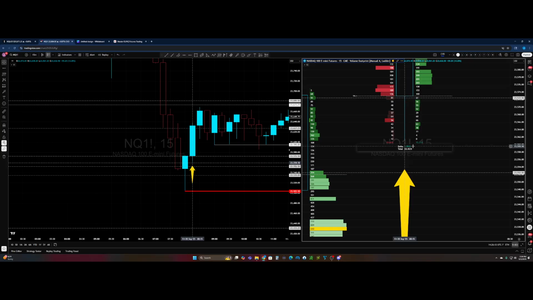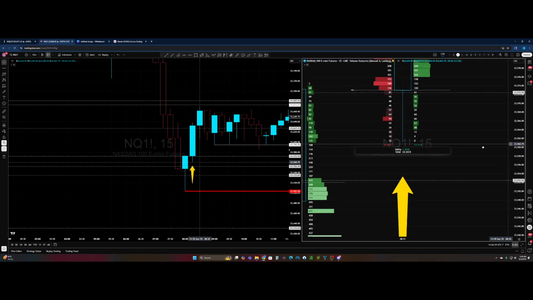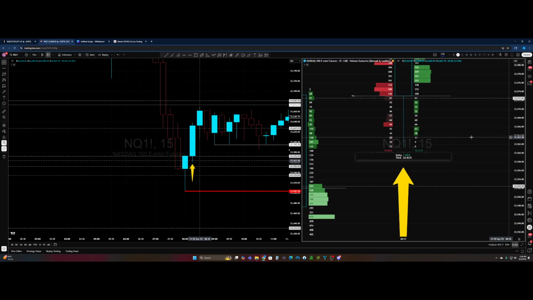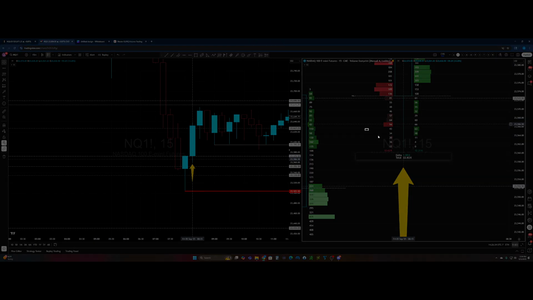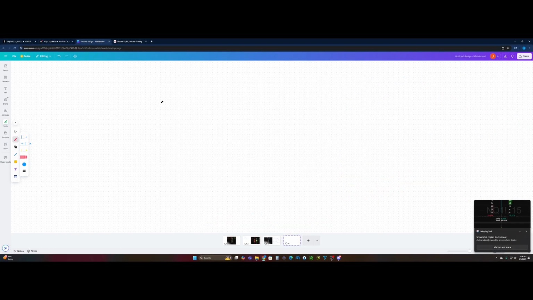Next candle. This is the next 15-minute candle. Now I'm going to show you something cool that happens with bid and ask. Focus on the very last area of the bid and ask here, the very last level. I'm going to screenshot this for you so we can talk about it.